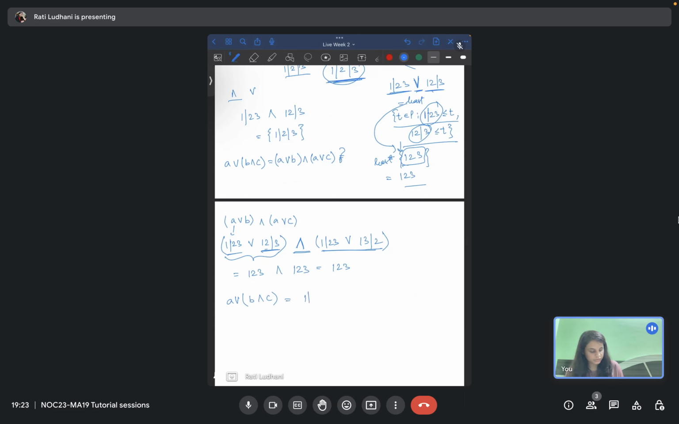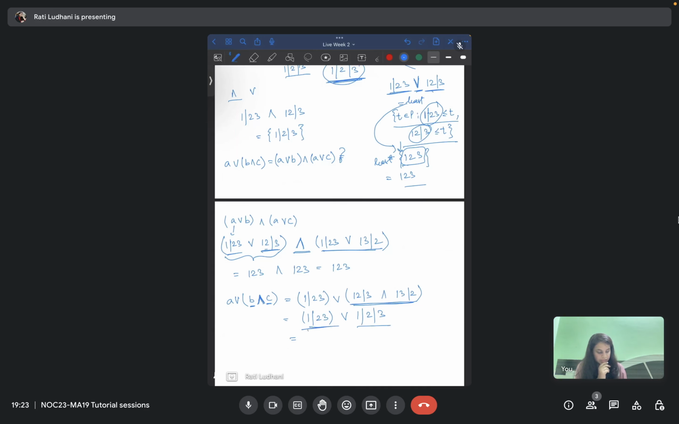So A is your 1 2 3, and join you have B. B meet B meet C. B meet C means 1 2 3 and meet 1 3 2. So 1 2 3, you have this, and with this what will you get? The lower part. So you will get One bar, two bar, exactly.